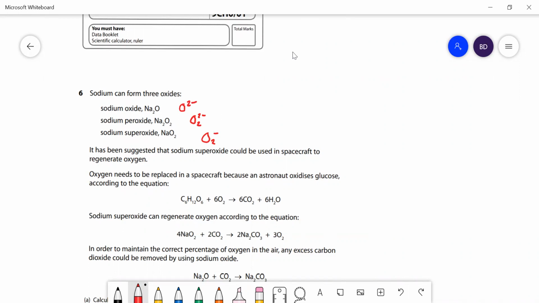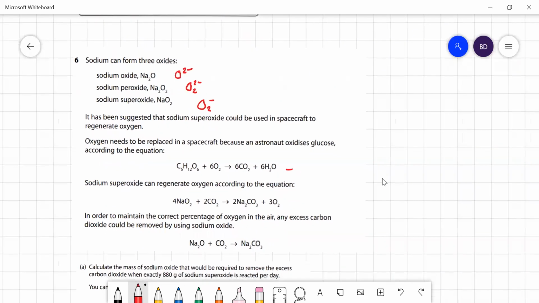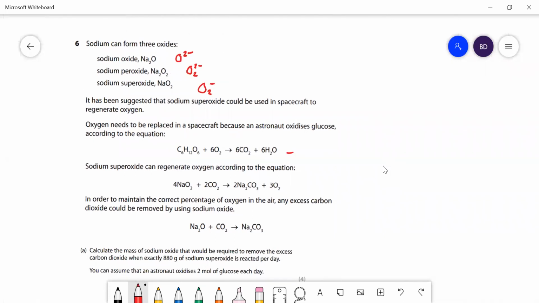Suggested that superoxide could be used in spacecraft to regenerate oxygen. Oxygen needs to be replaced because the astronaut oxidizes glucose, so that's fairly familiar. Superoxide, and we can regenerate oxygen by this equation. So it reacts, so it's doing 2 things here. It's using up the carbon dioxide that the astronauts have breathed out, and it's making new oxygen.